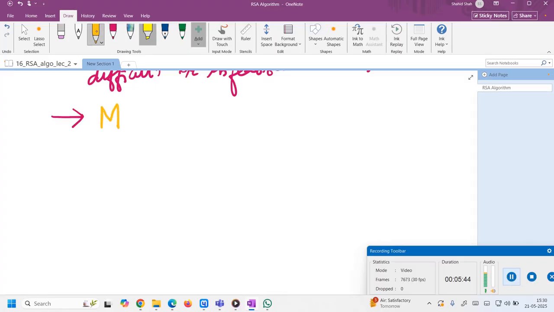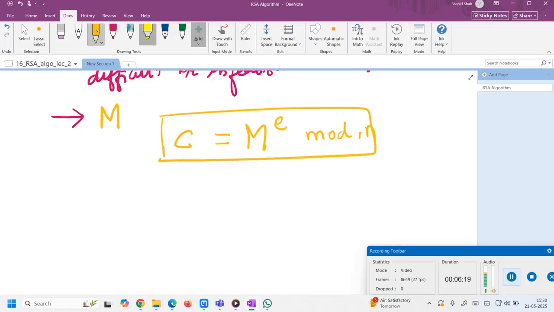Now what is the main job of encryption? We need to convert this into ciphertext. So M to the power E, since M is an integer and E is also a number which we have chosen, and then we will do it modulo N. Since the transmitter knows E, M is the message block, and N is also fixed and known, we can compute this operation. Whatever the result is, that is your C, the ciphertext.